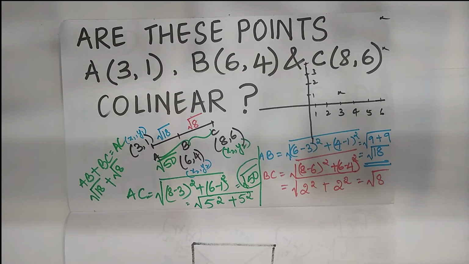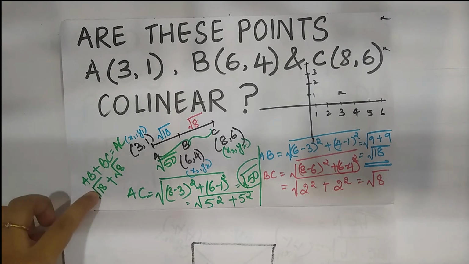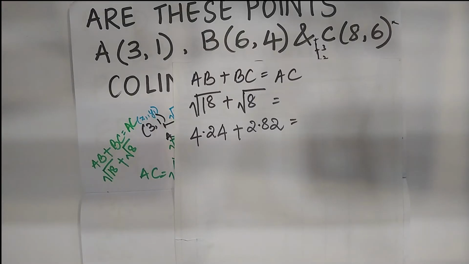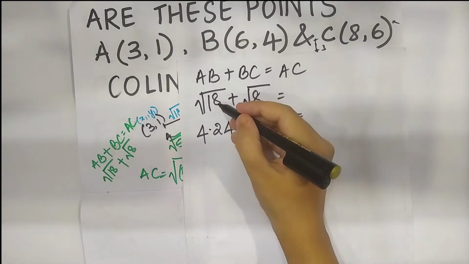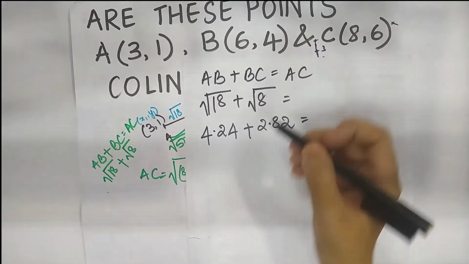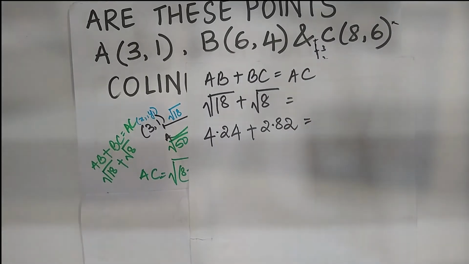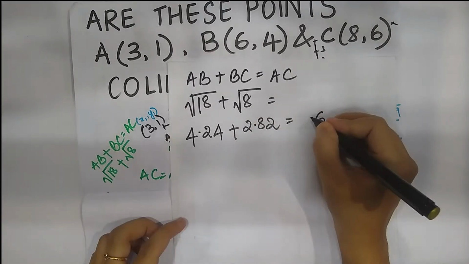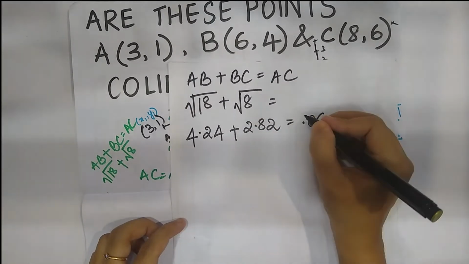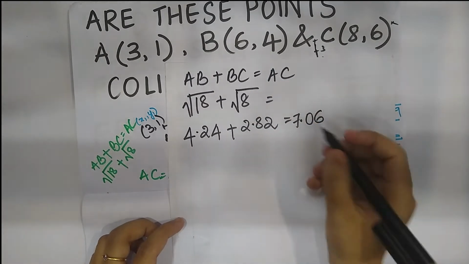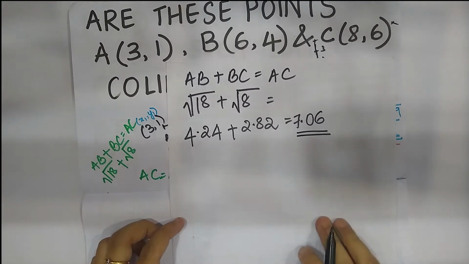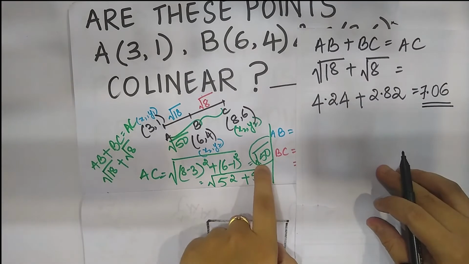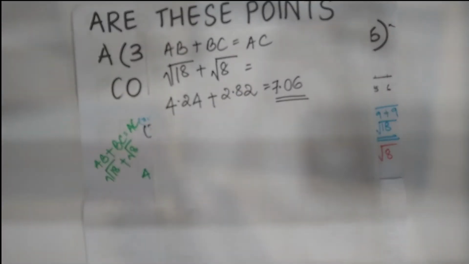Now we need to know the decimal point number for square root of 18 and square root of 8 and also for square root of 50. So here are the decimal points. Square root of 18 is equal to 4.24 and square root of 8 is 2.82. Let us add this. So it will be something equal to 7.06.